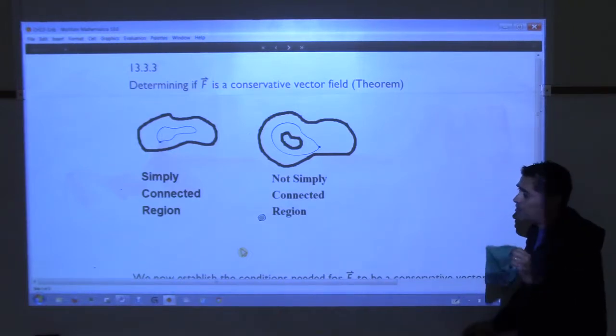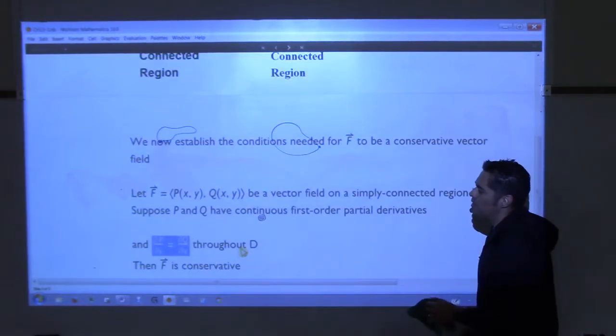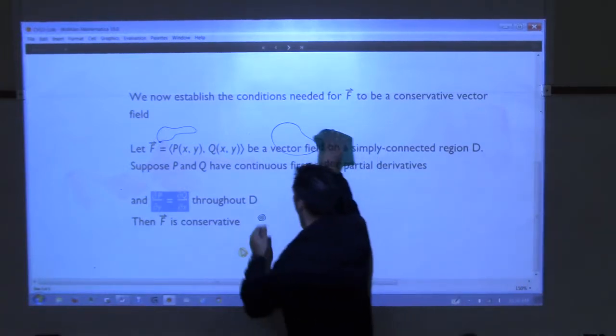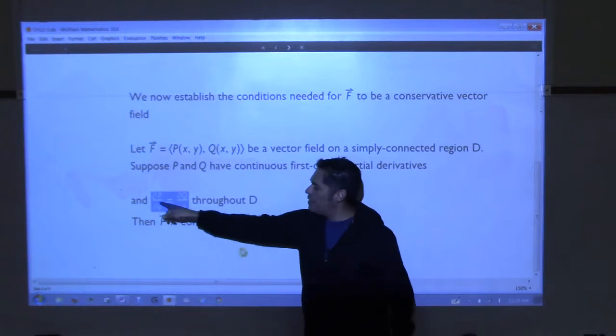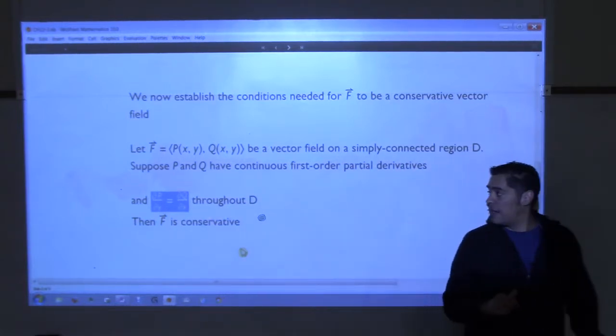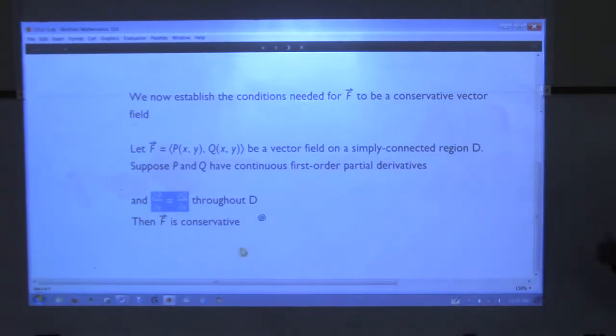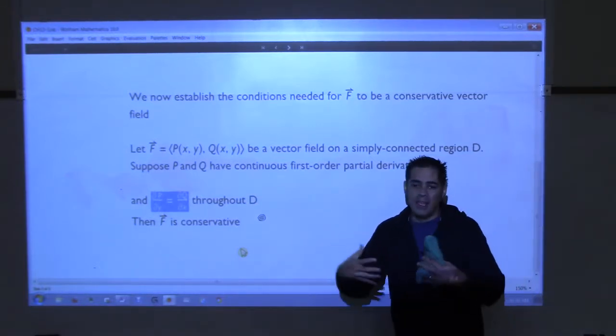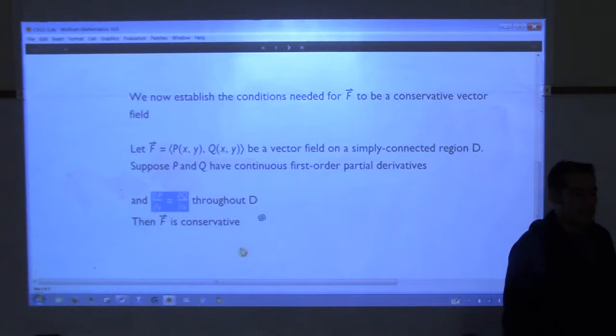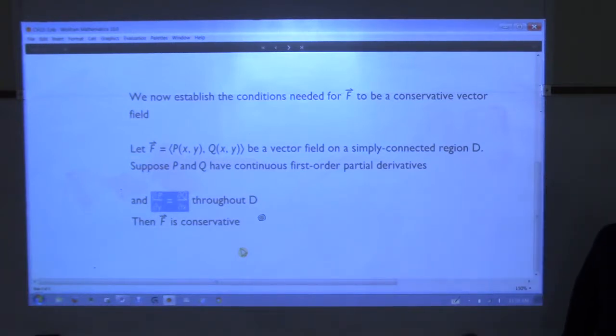So this theorem holds as long as you're on a simply connected region. And it says that you need to take the partial derivative of the P function with respect to y and the partial derivative of the Q function with respect to x and see if they're equal to each other. It's a super simple check. If that's true, then it's a conservative vector field.